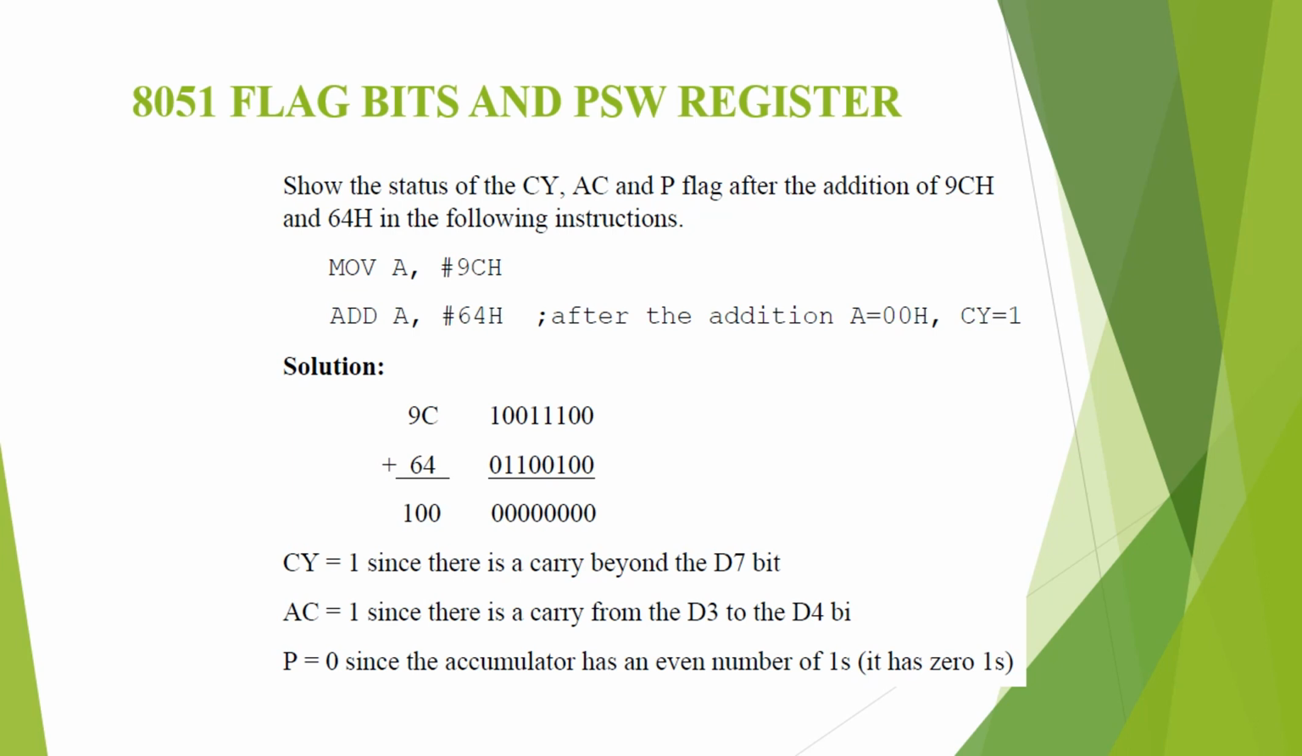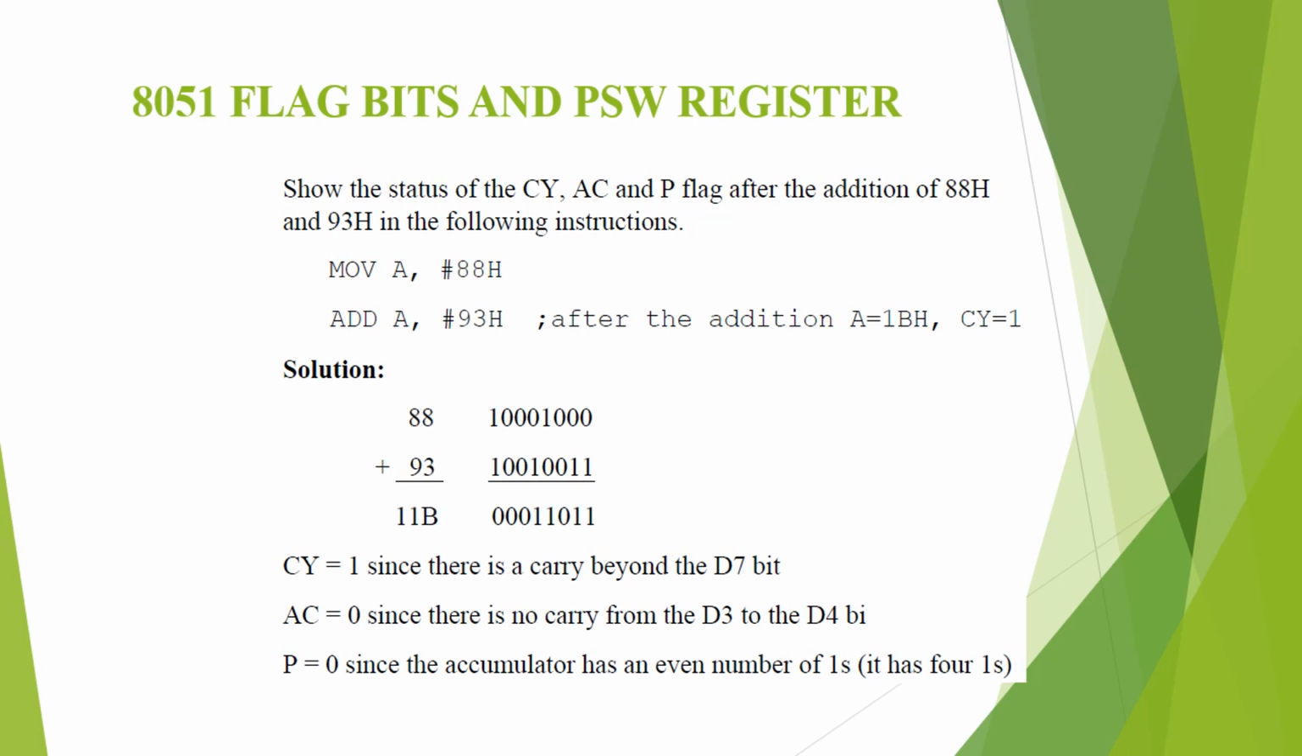And similarly, from D3 bit there is a carry generated to D4 bit. Therefore auxiliary carry flag is 1. And in the result there are no ones. Therefore parity flag is set to 0.